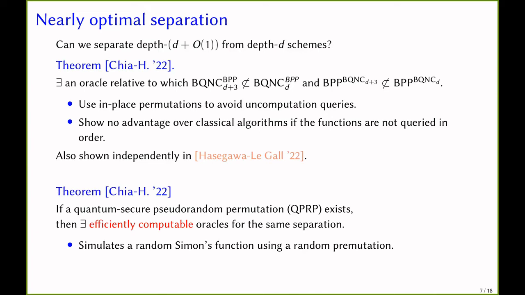And then we make one step further. We show that if a quantum secure pseudo-random permutation exists, then there exist efficiently computable oracles for the same separation result, which is described here. So the idea is the following. We can simulate a random Simon's function using a random permutation. And then by replacing the random permutation with a pseudo-random permutation, we give a pseudo-random Simon's function.